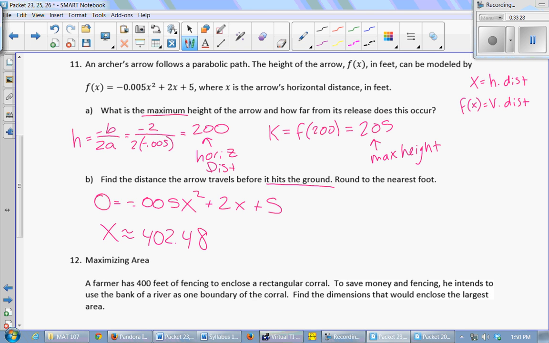Why is this 402 and not 400? Any guesses? Yeah, he's a certain distance tall, so the arrow doesn't start on the ground, right? If you followed the parabola backwards behind the archer, it would probably hit the ground 2 feet behind him. So that's why.